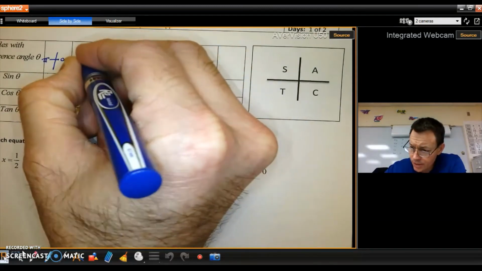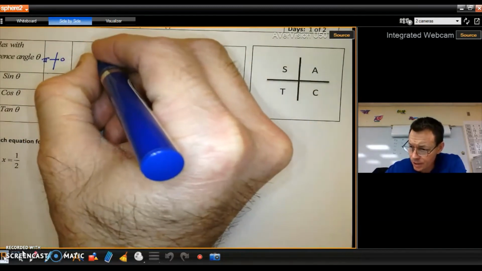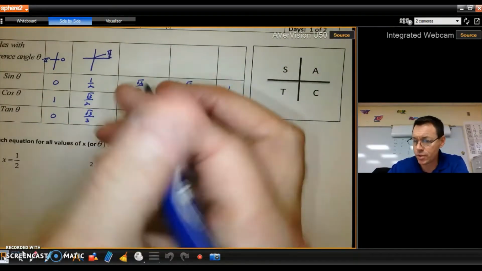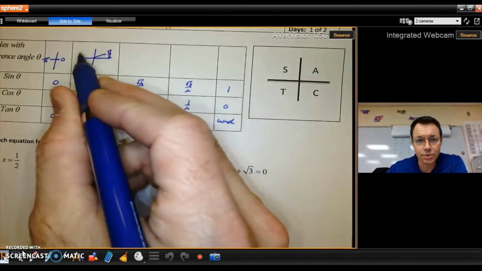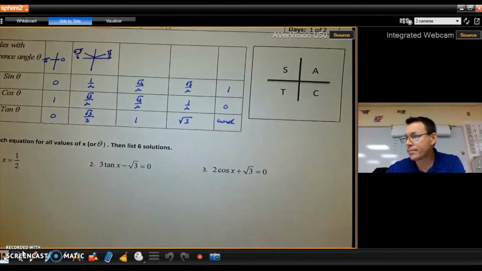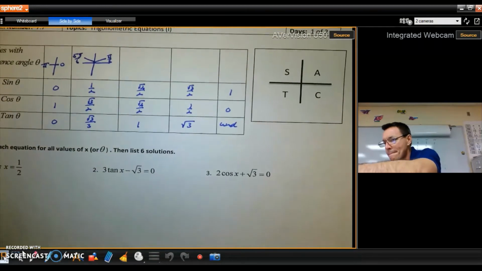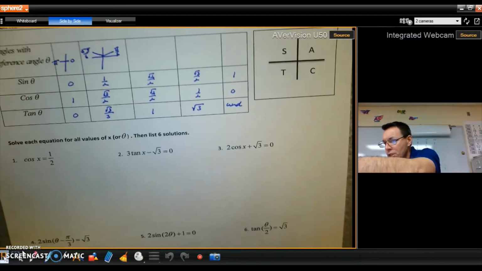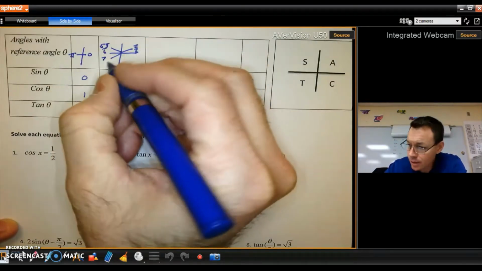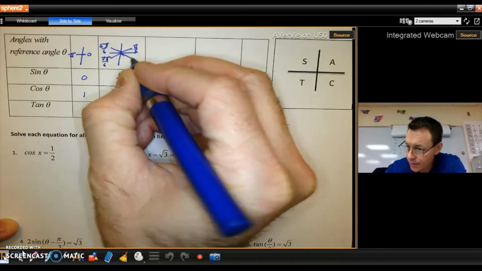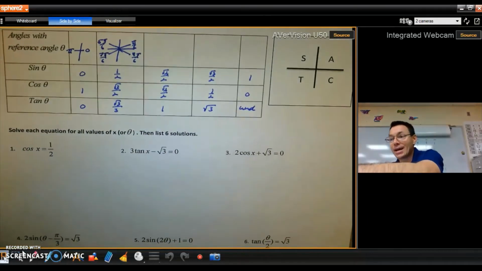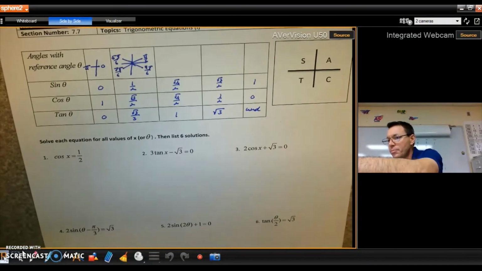For the next one, this is the angle pi over 6 that has a sine value of 1/2 and a cosine value of radical 3 over 2. But again, we want all angles. So, 5 pi over 6, 7 pi over 6, and 11 pi over 6. Those are all of the angles that have a reference angle of pi over 6.